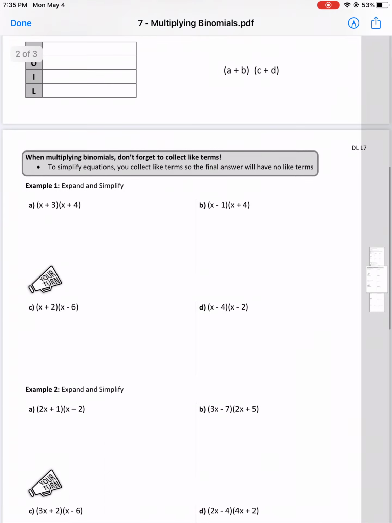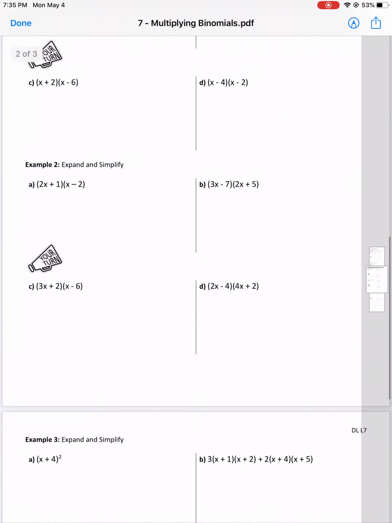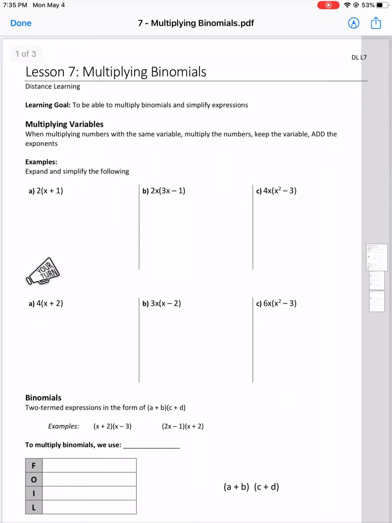Lots of your turn practice questions in here. So again, I know it looks super long, 3 pages, but it's really not that long. I just tried to give you enough space.